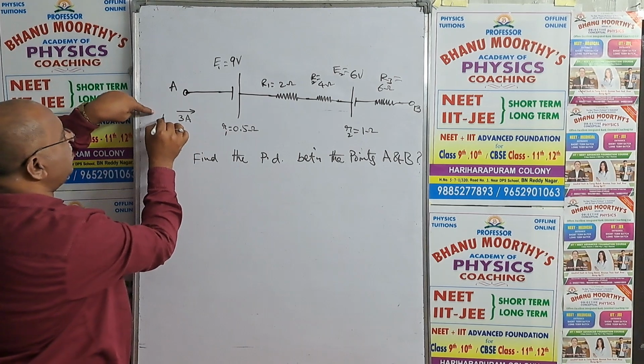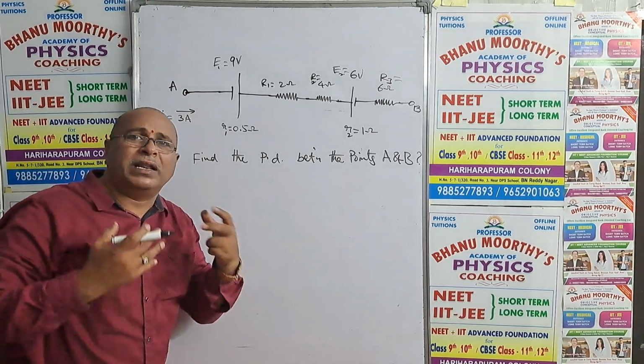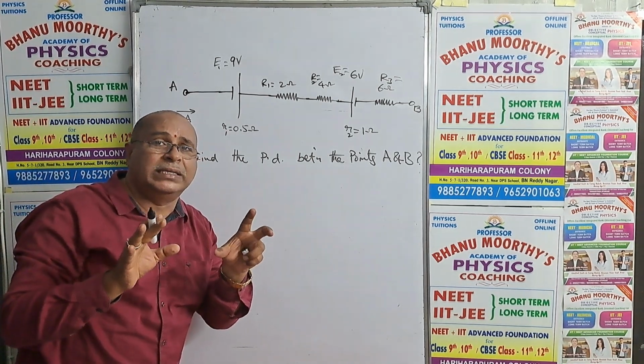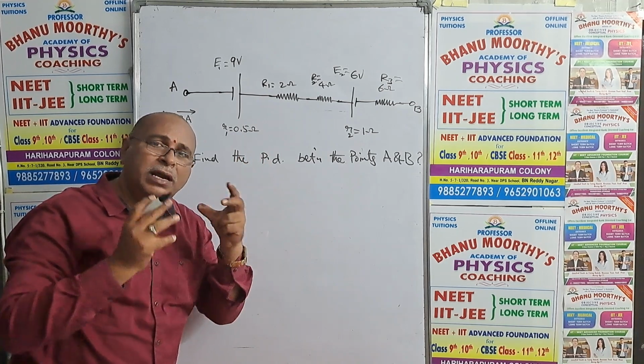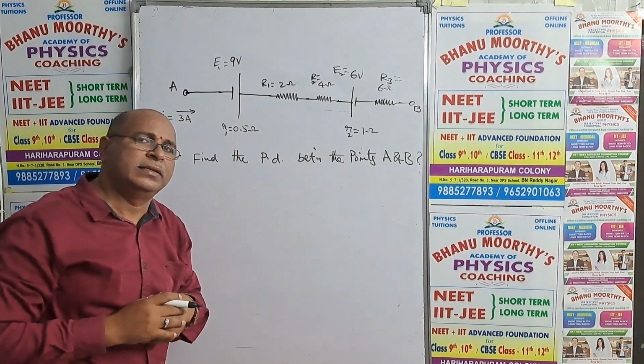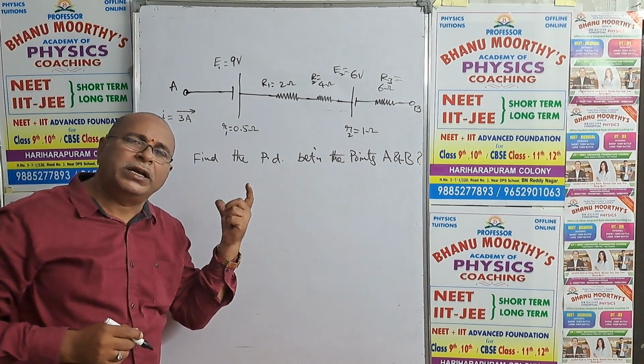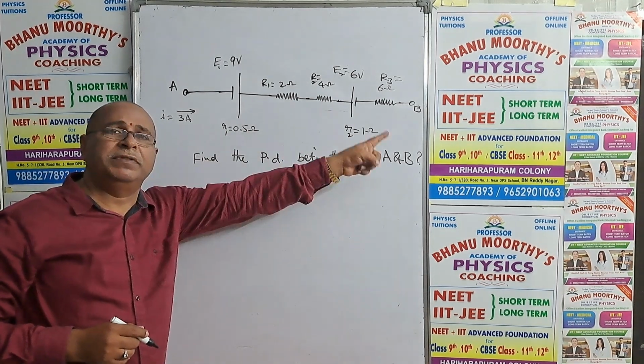Current is represented by I. For our convenience, they won't give the symbols in the diagram, so we are putting the symbols for our convenience. Now let us check how to find out the potential difference between the 2 points.